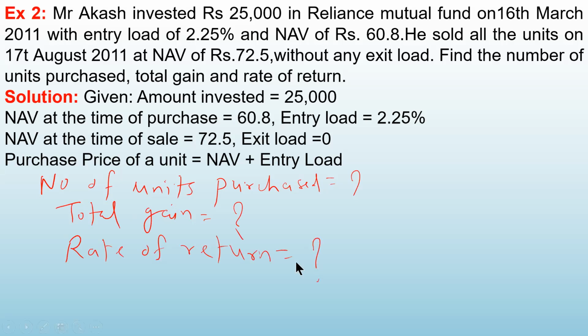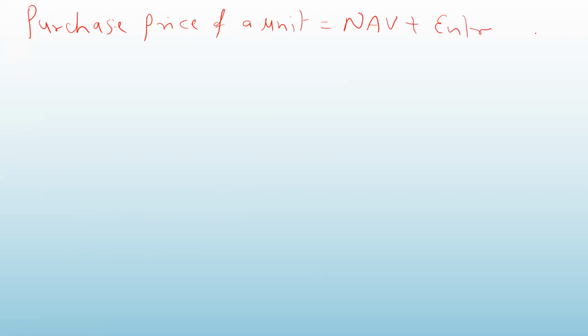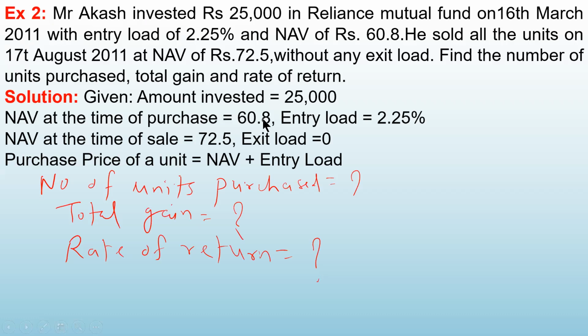Okay. Now you know that to find out number of units purchased, you must know what is the purchase price of one unit, correct? And amount invested is already given to you. So we will first find out purchase price of a unit. So let us calculate the purchase price of a unit. Now purchase price of a unit, as you know that it is NAV plus entry load. What is the NAV at the time of purchase? It was 60.8 and entry load is 2.25%.